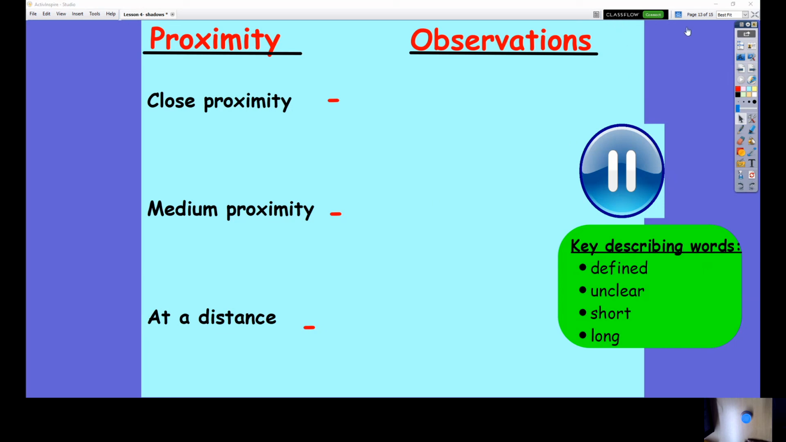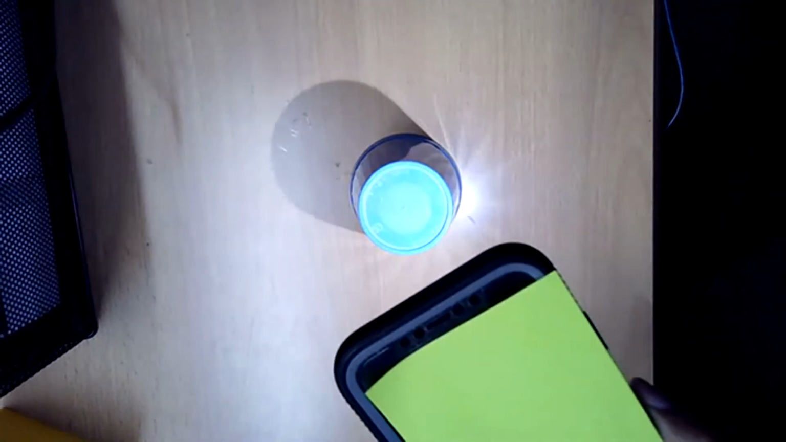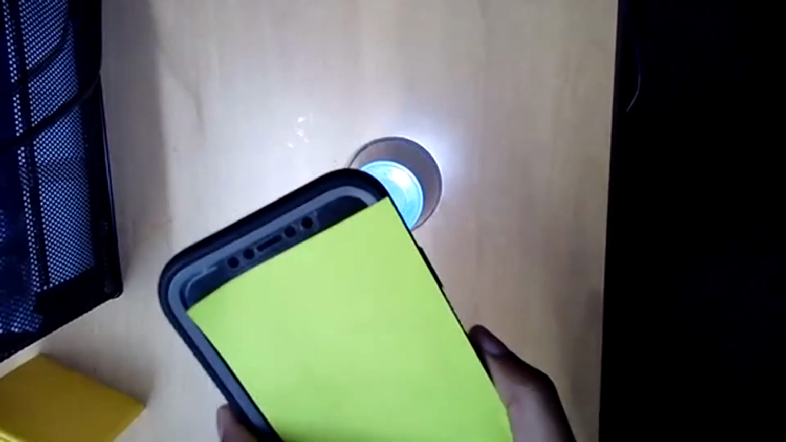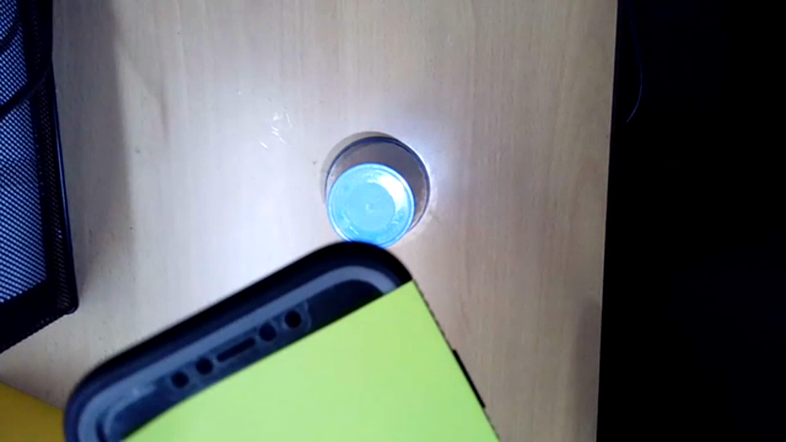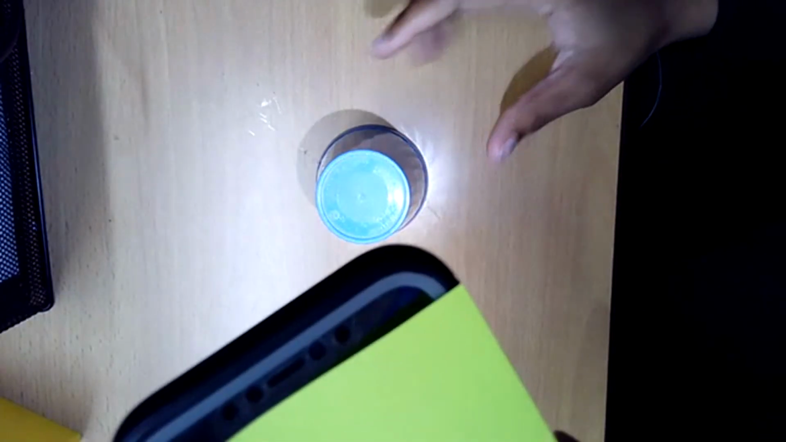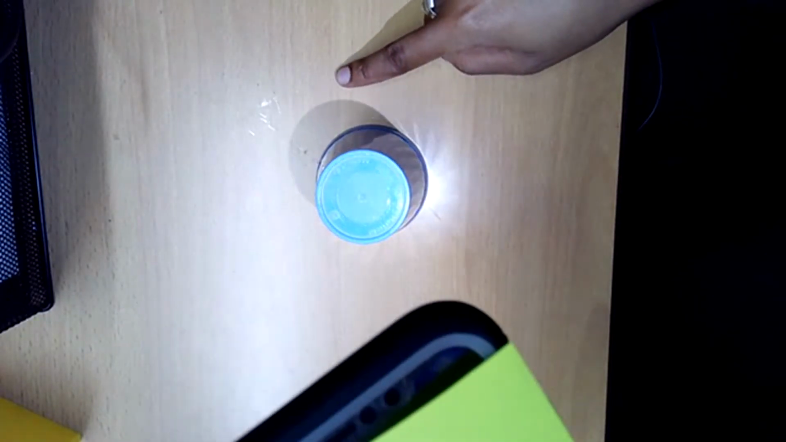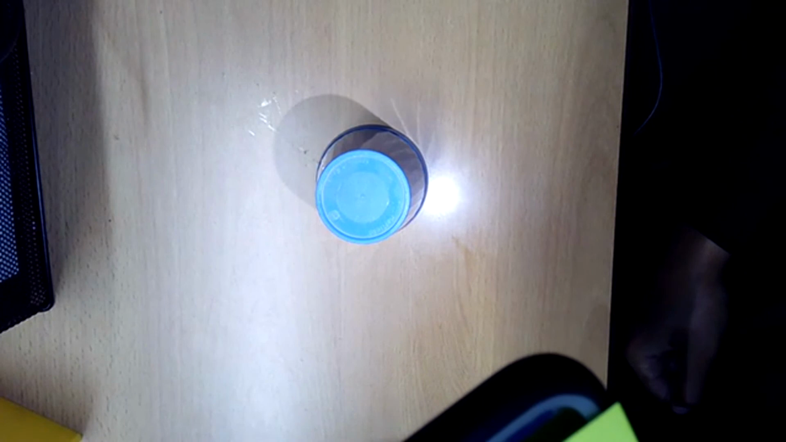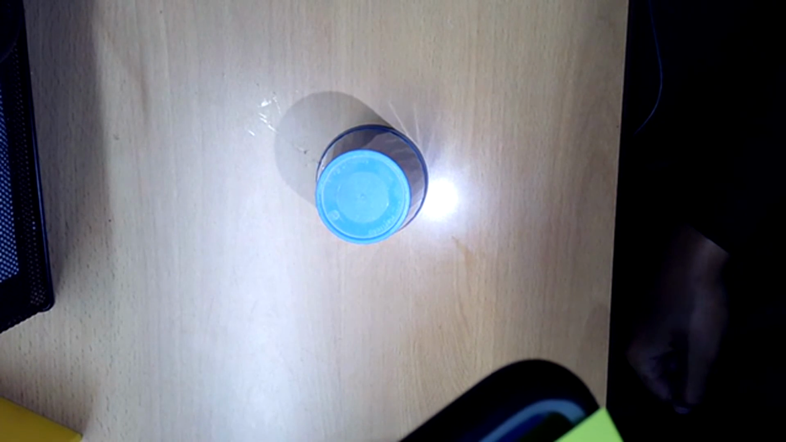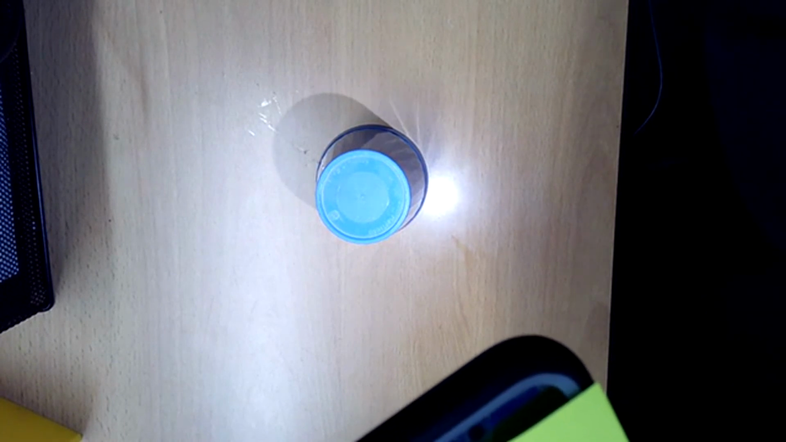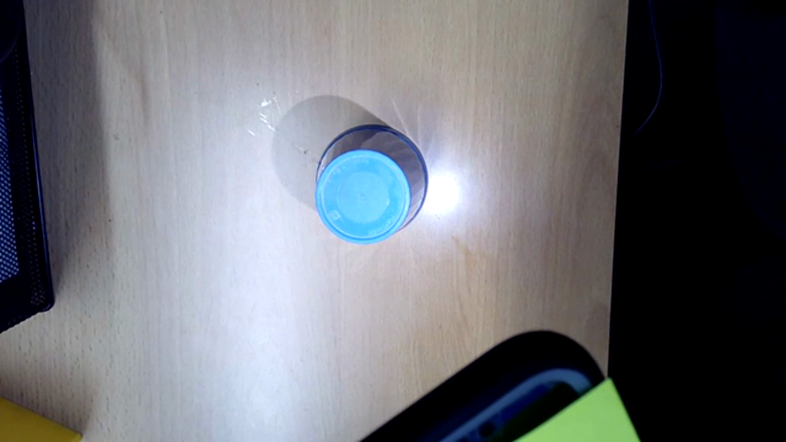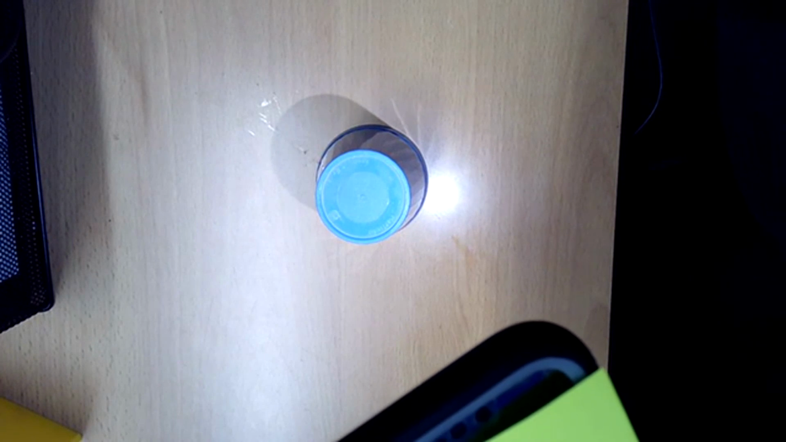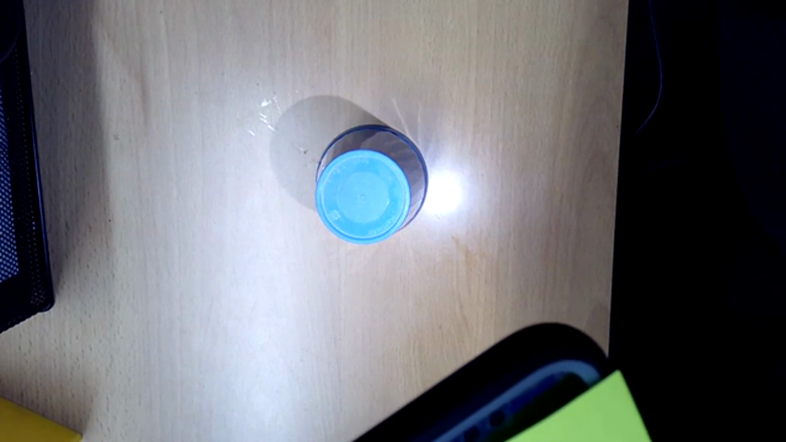This means I'm going to move slightly further away. So I'm going to move slightly further away. What do you notice about the shadow? Okay, I'm holding my light source above it. What do you notice about the shadow? Pause the video so you can look at the shadow in detail and describe it. Pause the video now.